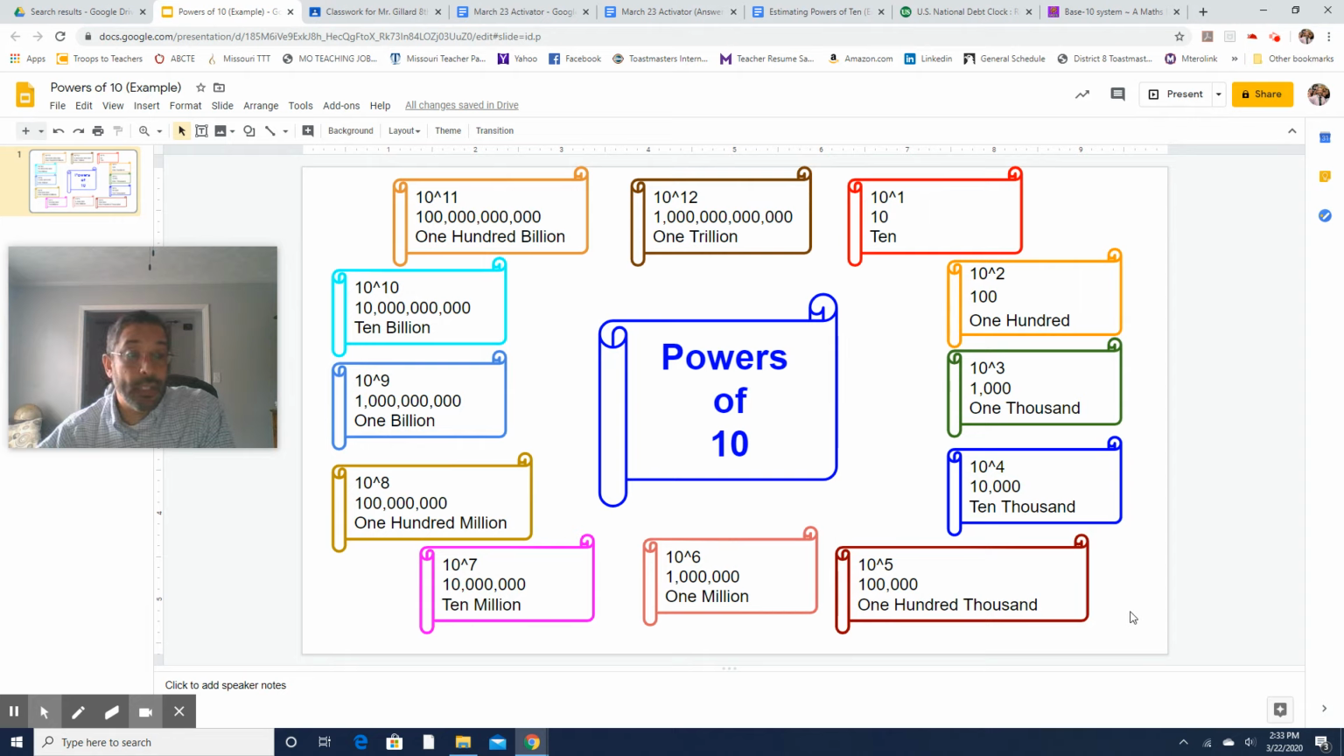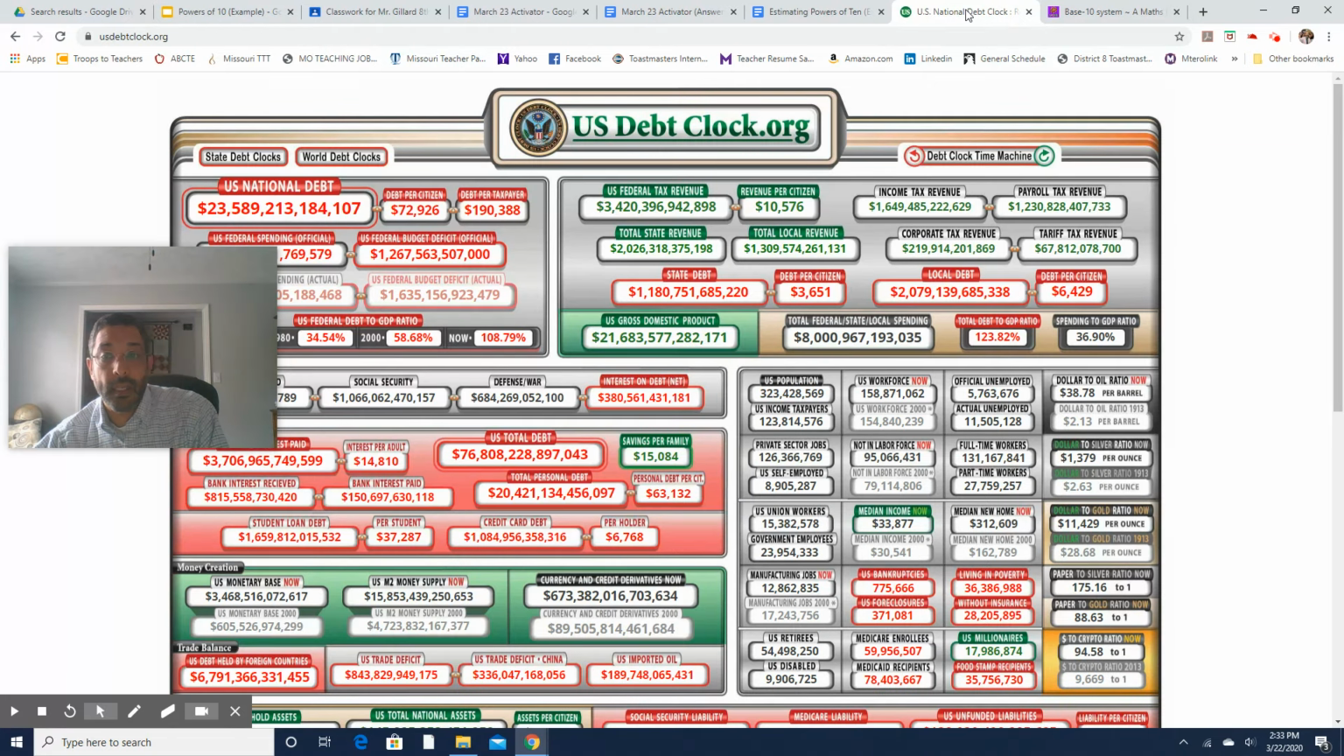So what I want you to do is, when we're done with the next part, make sure you turn this in, because this is going to be great, part of your overall daily grade. So what I want you to do now is, using this, we are going to go over to this page called the U.S. National Debt Clock.